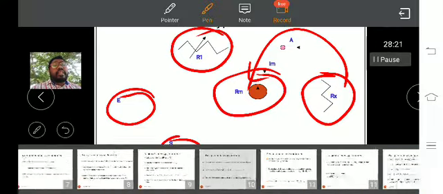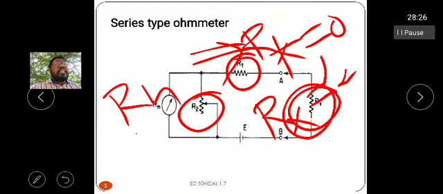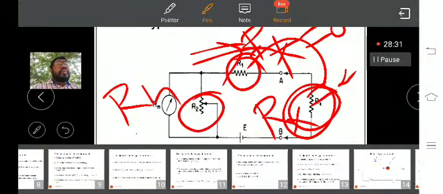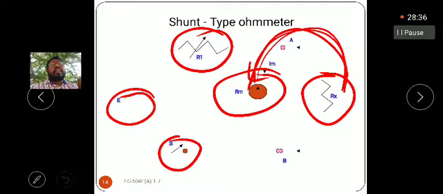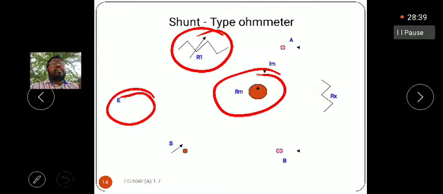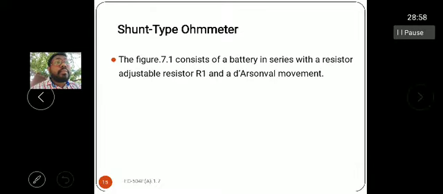In the previous circuit, the unknown resistance is connected in series with R1. Here the unknown resistance is connected in shunt with the meter. We have only a few important things, like the meter resistance Rm, and the unknown resistance is connected across, or in shunt with, the meter. This is the shunt type ohmmeter.